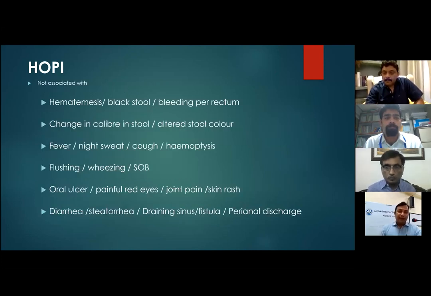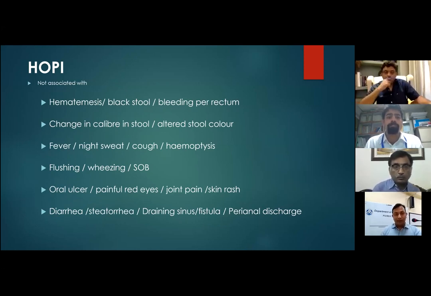On the negative history, there was no history of hematemesis, black stool, bleeding per rectum, or passage of mucus per rectum. There was no history of change in caliber of stool or altered stool color. There was no history of fever, night sweats, cough, or hemoptysis. There was no history of flushing, wheezing, or shortness of breath. There was no history of oral ulcer, genital ulcer, painful red eye, joint pain, or skin rash. And there was no history of diarrhea, steatorrhea, draining sinuses, fistulas, or any perianal disease.